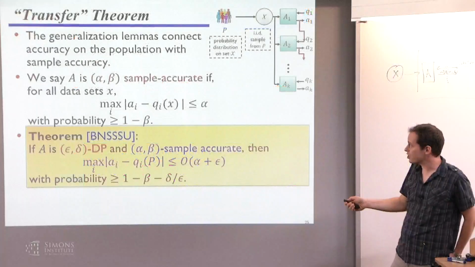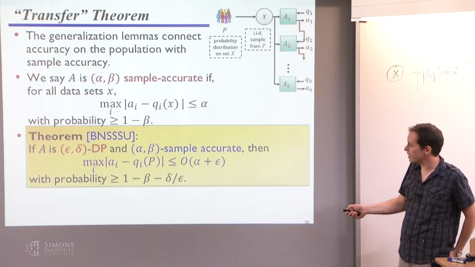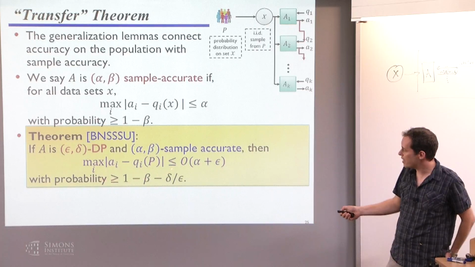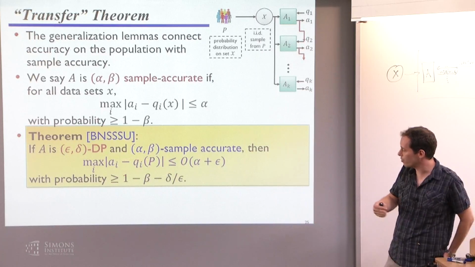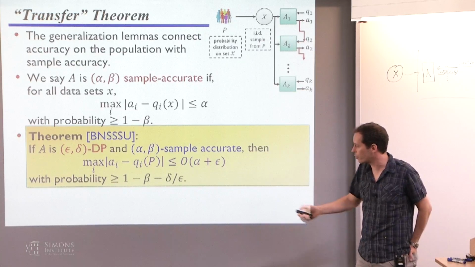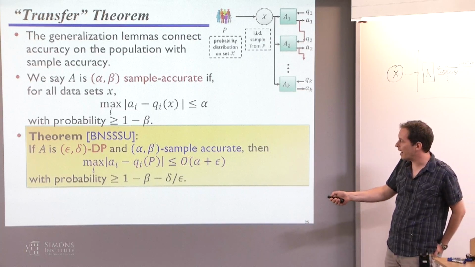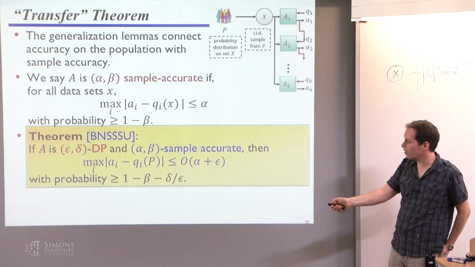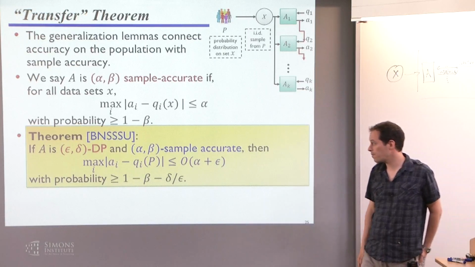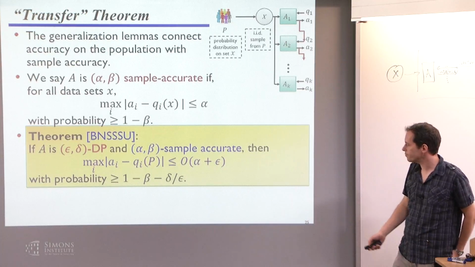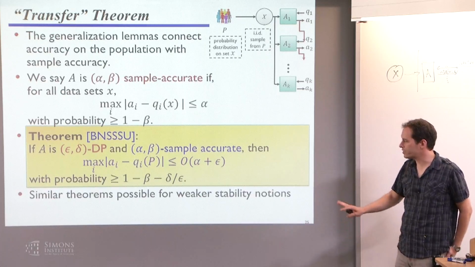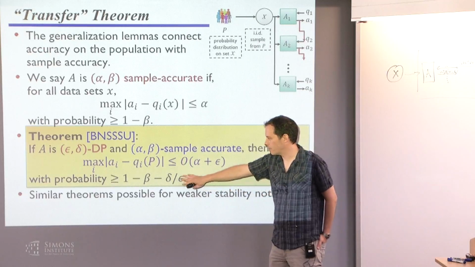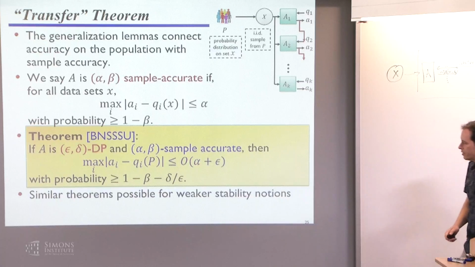The general connection between sample accuracy and privacy is that if I've got an algorithm that's differentially private and it is alpha-beta sample accurate, then indeed the worst general population error taken over all the queries is going to be bounded by alpha plus epsilon, where alpha is the error on the sample and epsilon is the stability guarantee, with some probability. And there are similar theorems possible for weaker stability notions, although they generally give you weaker or different probability guarantees.